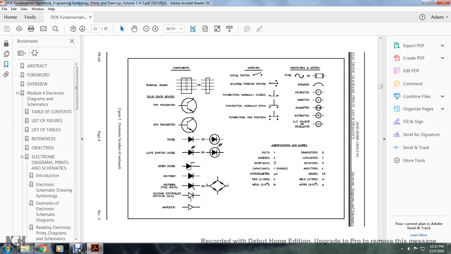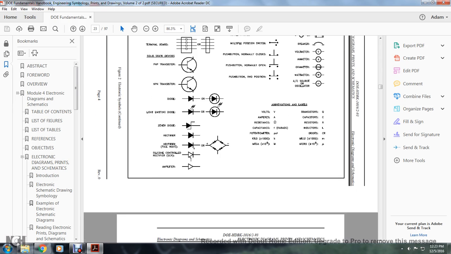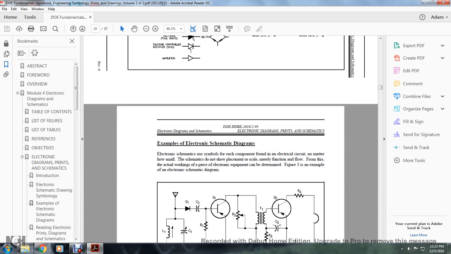Your abbreviations and labels: V is for volt, A for amp. Resistance shows the headphone-looking symbol, or omega symbology. Capacitance is F for farads. Potentiometer is POT. Kilo, times 1000, is K. Mega, times 10 to the 6, is M. Transistor Q, capacitor C, resistors R, inductors L, diode CR, milli is M, micro is U shaped. Alright, examples of electronic schematic diagrams.